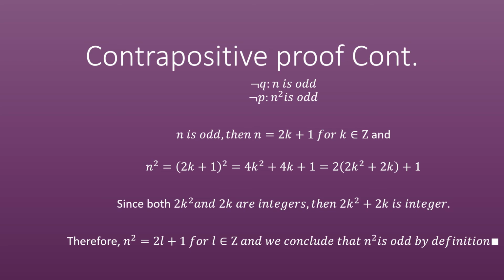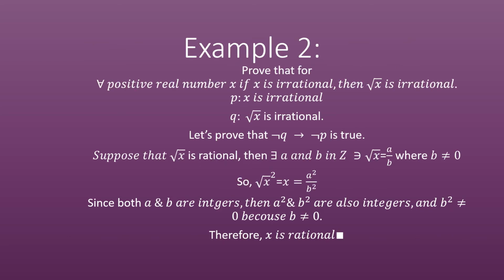Let's look at another example. Prove that for every positive real number x, if x is irrational, then the square root of x is irrational. So again, P represents x is irrational, and Q represents the square root of x is irrational. So let's prove this by contrapositive. That means we need to prove non-Q then non-P is true.